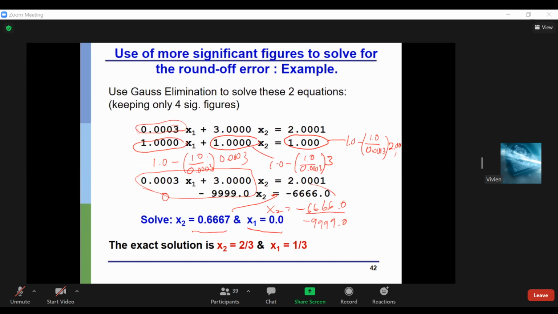What we have here is using only 4 significant figures. Now the exact solution for this problem is actually x2 is 2/3, which is pretty close to what we have here. But the value of x1 is actually 1/3, which is quite far away from the value that we have here. What we have in the calculation is 0, while the value should be 1/3 or 0.333 and so on. So we see that we have a large error by including only 4 significant figures.